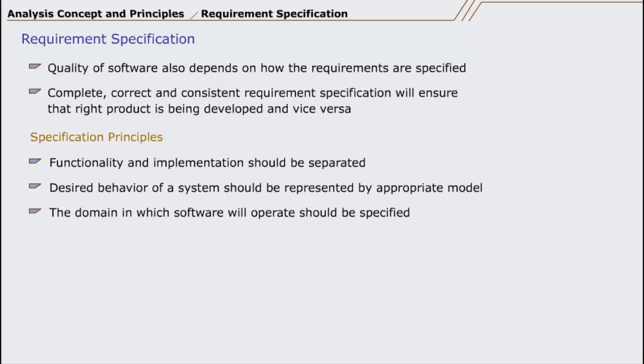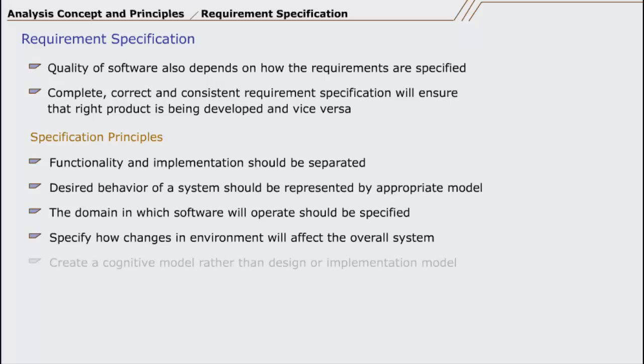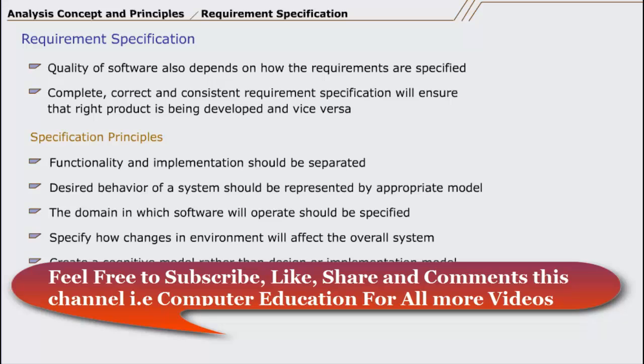Number 4. Mostly software is part of a large complex system consisting of hardware, software, people and data. How change in any one of these will affect the overall system needs to be identified during specification. Number 5. Create a cognitive model rather than a design or implementation model. The cognitive model describes the system as perceived by the user community. Requirement specification must be mutually approved by the software development firm and the customer.